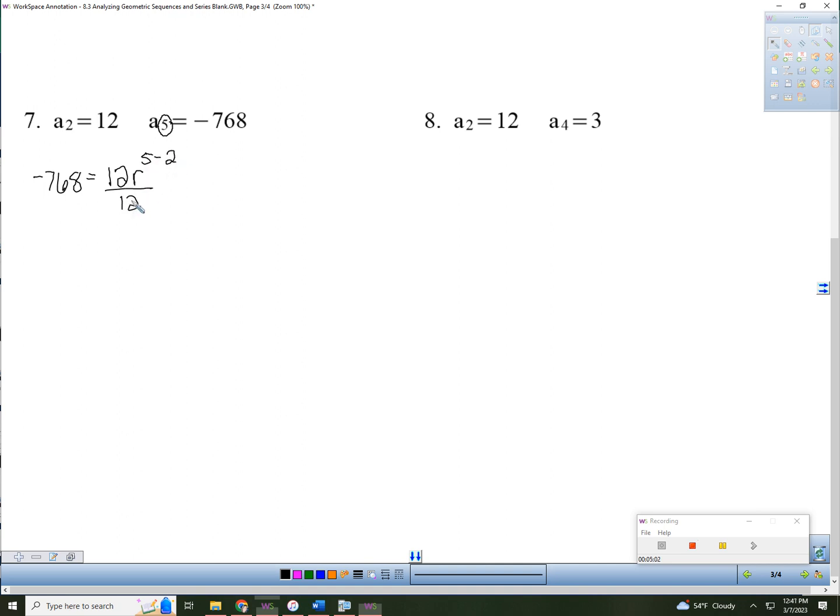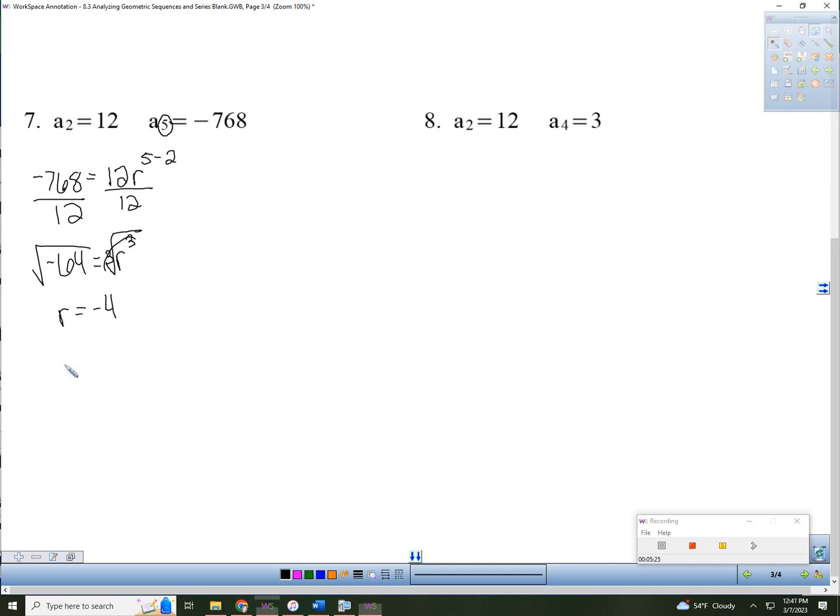So I'm going to go ahead and divide by 12. So negative 768 divided by 12 gives me negative 64. And then this is r to the third. So to get rid of that cube, I'm going to cube root both sides. So r is negative 4.